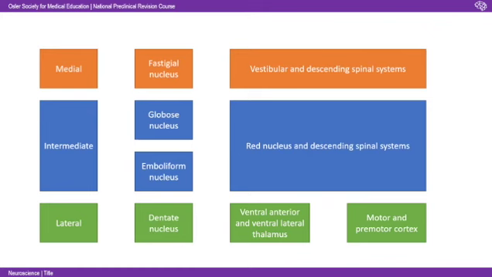So then these are those deep nuclei that I was talking about. There's 4 of them, but you can split them into 3 groups, confusingly. You've got your medial nucleus, which is the vestibular nucleus, signaling via the vestibular and descending spinal systems. Then you've got your intermediate nuclei, which are the globose and emboliform nuclei, signaling via the red nucleus, which we mentioned before, and descending spinal systems. And then the slightly funky one, the lateral nucleus, the dentate nucleus, which has a thalamic relay via the ventral anterior and ventral lateral thalamus up to the motor and premotor cortex.